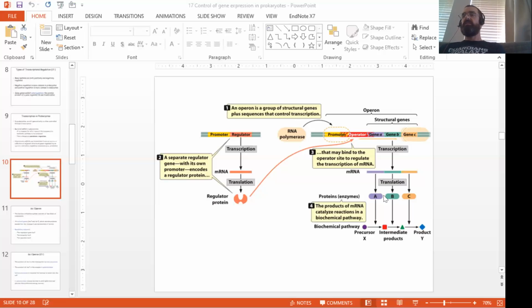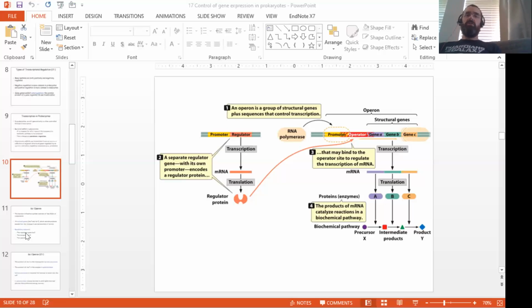And then down here, you can see you get your polycistronic mRNA that gets translated into distinct proteins, and those catalyze different steps of a pathway, let's say. And quite often, this product Y, the end product of that process, is involved in the feedback loop or the control of regulation of that operon. Not always, but most of the time.